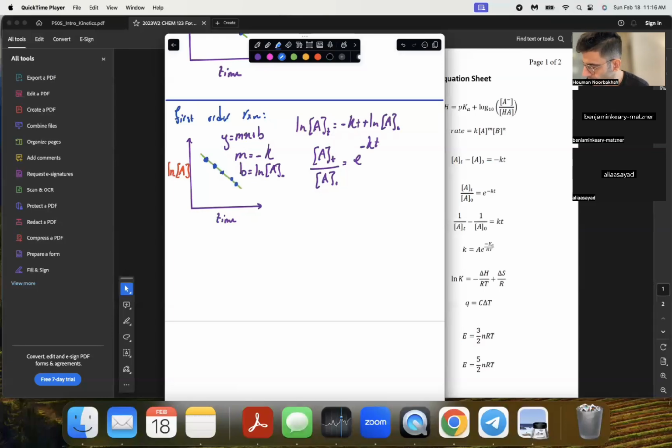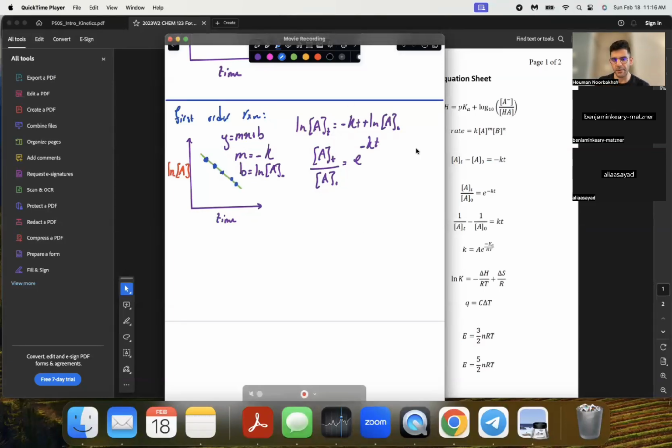Anyways, the reason this is a very helpful thing is because a lot of times they give you A_t over A naught as a fraction. Like they say, tell me what time it's going to be when, for example, your concentration is a fourth of what it used to be. That's what it is.